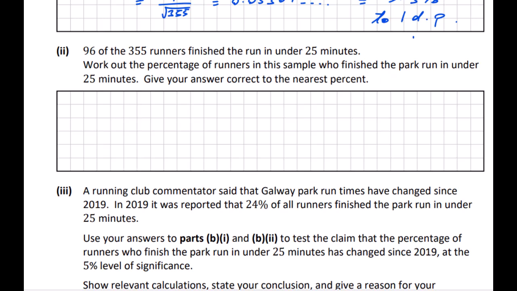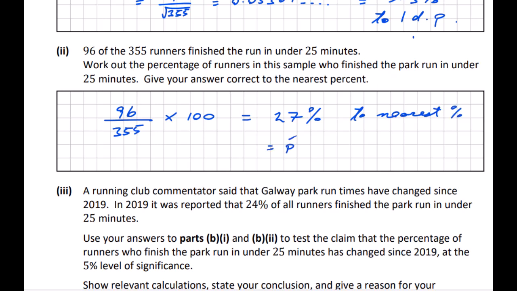96 of the 355 runners finished the run in under 25 minutes. Work out the percentage of runners in this sample who finished the park run in under 25 minutes. Give your answer correct to the nearest percent. So what they're really asking you to do here is find 96 as a percentage of 355. So it's just 96 over 355, and then as a percentage you've got to multiply by 100. So when you do that you get, to the nearest percent, 27%. And this is actually called p hat. But you're not asked for that, you're just asked for this value here.